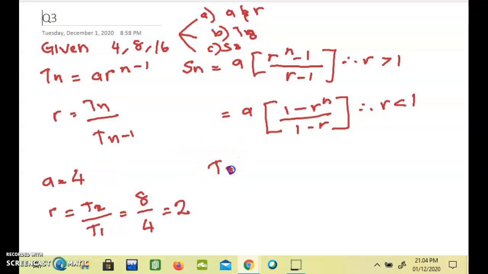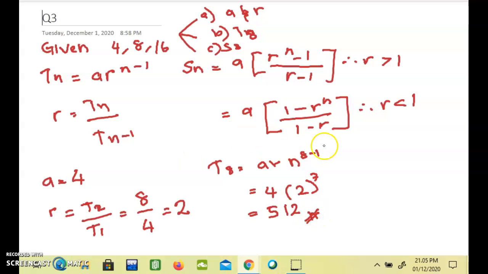So T8 equals to AR to the power of 8 minus 1. So A is 4, R is 2, and 8 minus 1 is 7. So 4 multiplied by 2 to the power of 7. 2 to the power of 7 is 128. Multiply by 4, you will get the answer 512.